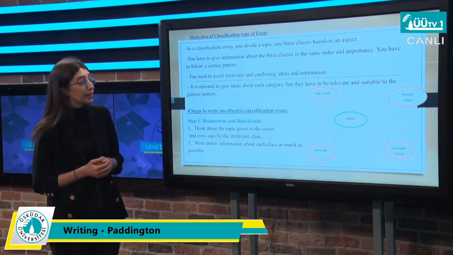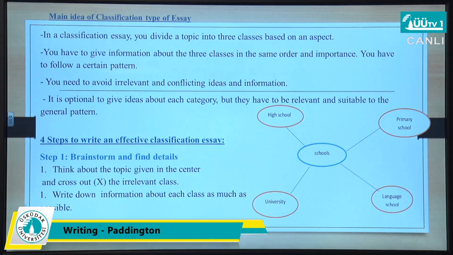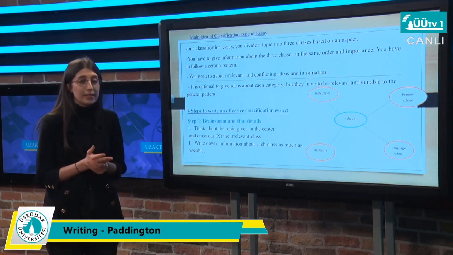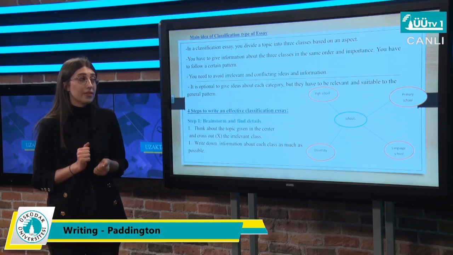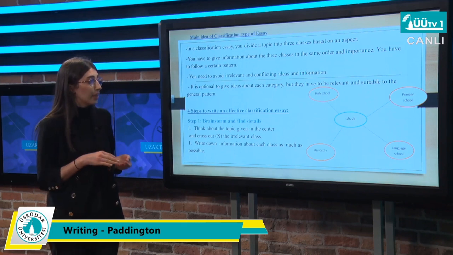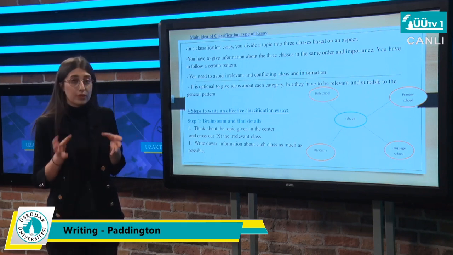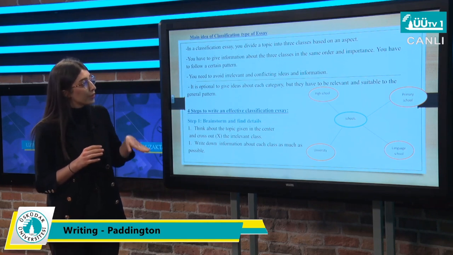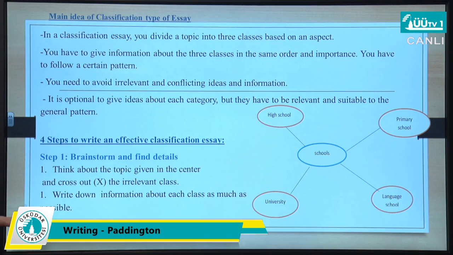Let's move on. Now we are going to talk about the main idea of the classification type of essay. In a classification essay, you are given a particular topic, and you have to divide this topic into 3 categories or classes based on an aspect. What are you doing here? You are giving information about these 3 classes, and it has to be in the same order and of the same importance. There must be a certain pattern, we say, or an aspect. This aspect has to be general, so you have to avoid all the irrelevant information or conflicting ideas.